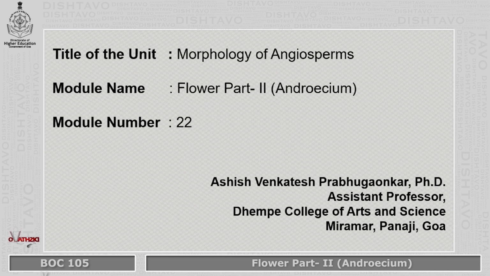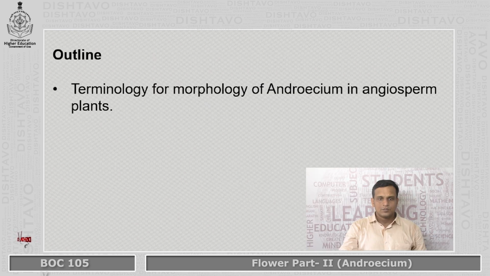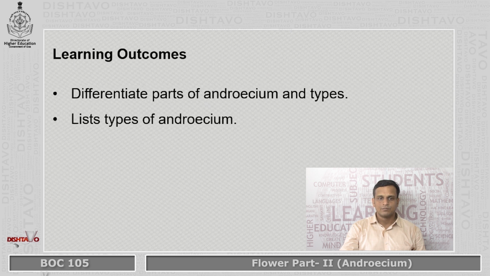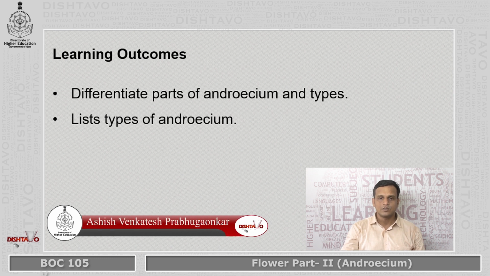Name of the module is Androecium. In this module, we are learning different terminology for different morphology of Androecium parts. Different parts of Androecium we should be able to name at the end of this module and list different types of Androecium based on this module.